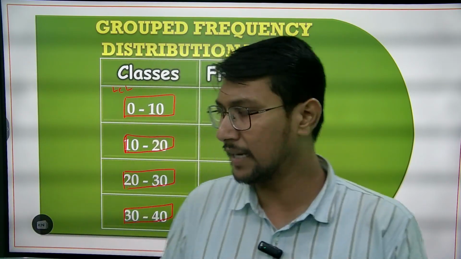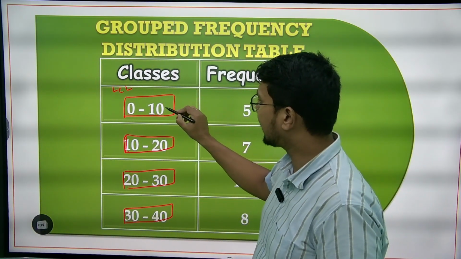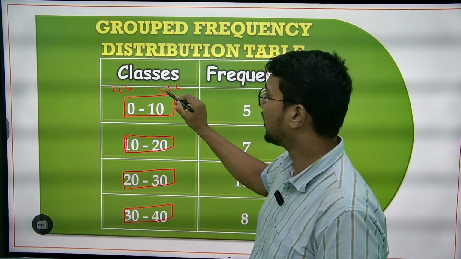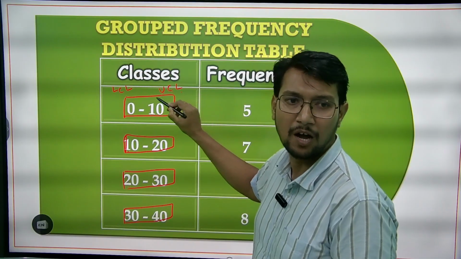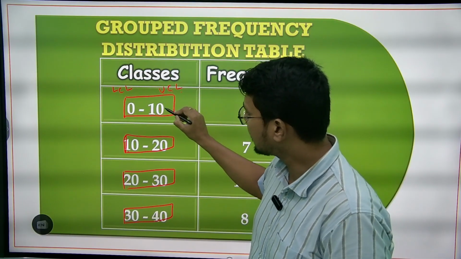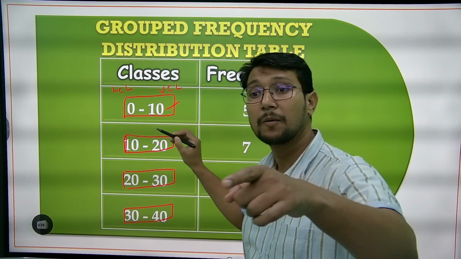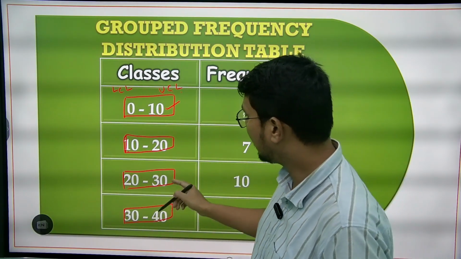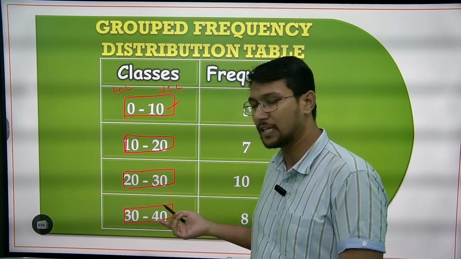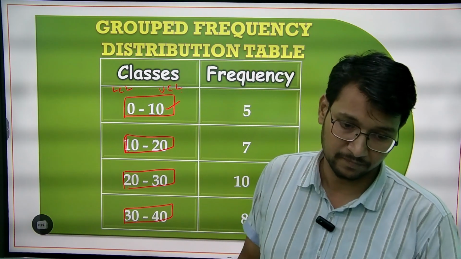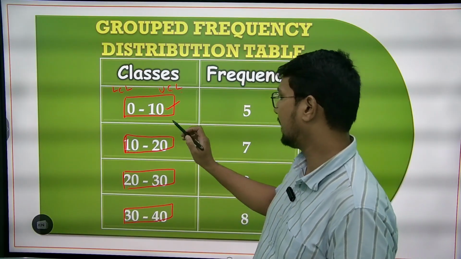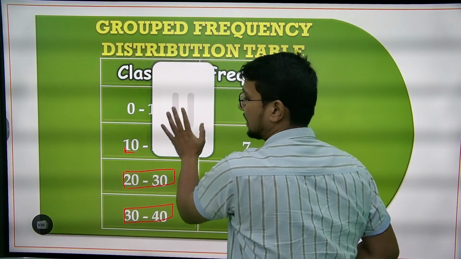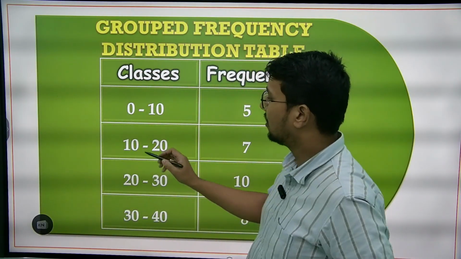Tell me everyone, right? So now if I'm coming to the second numerical value, that is known as UCL, upper class limit. What is this? Upper class limit. So this 10 is upper class limit of first class, and 20 is the upper class limit of second class, 30 is the upper class limit of third class. Very good. 40 is the upper class limit of fourth class. Clear? Okay.